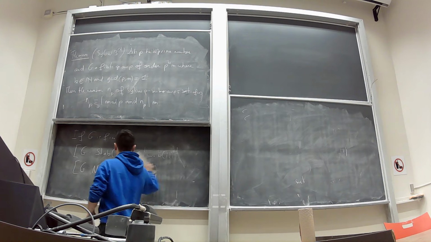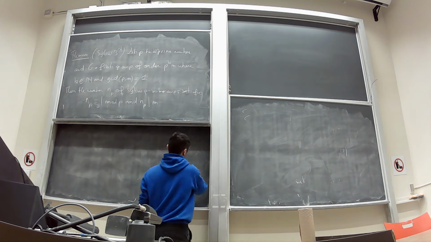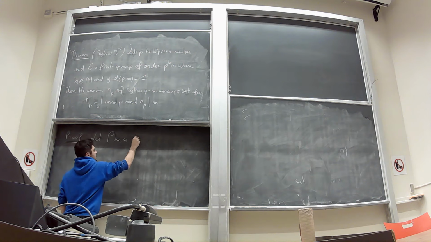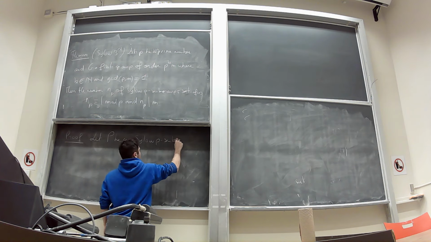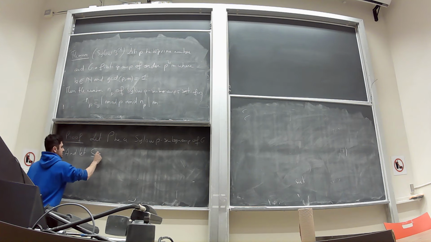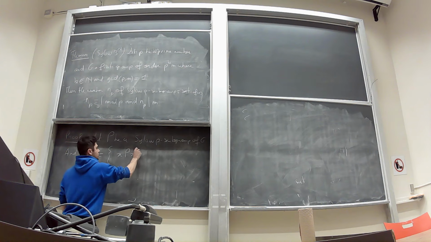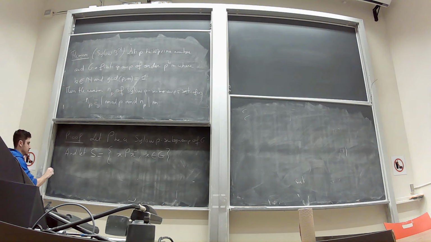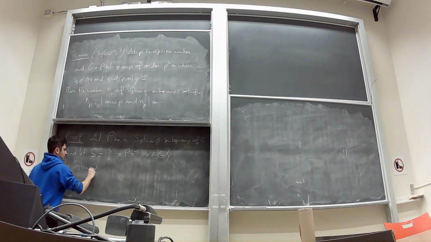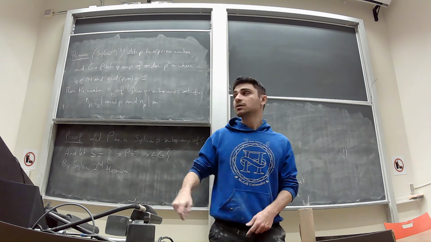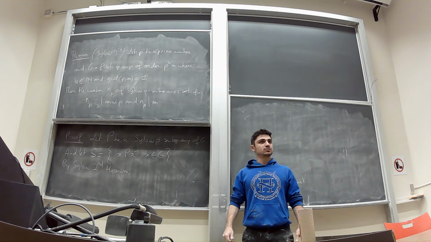Let's prove this. Proof. Let P be a Sylow P subgroup of G. And let S denote the set of conjugates of P. Now, by Sylow's second theorem, which stated that any two Sylow P subgroups are conjugate, S is the set of all Sylow P subgroups.